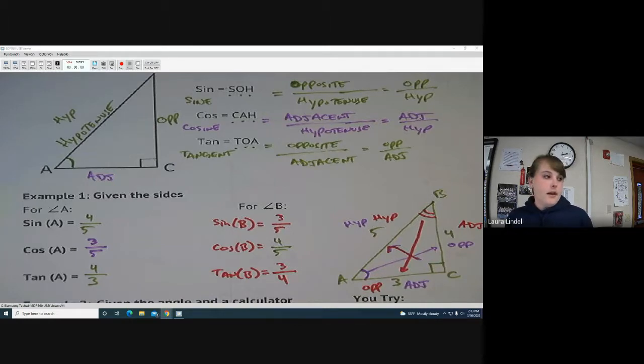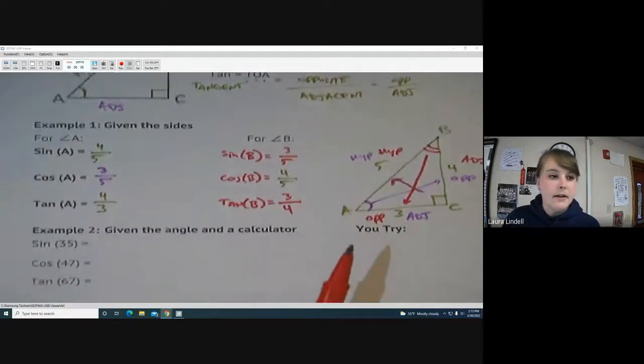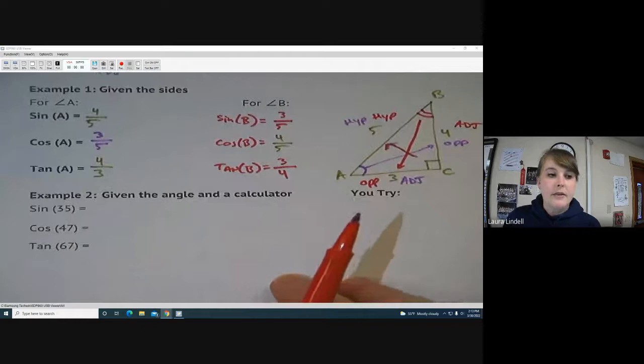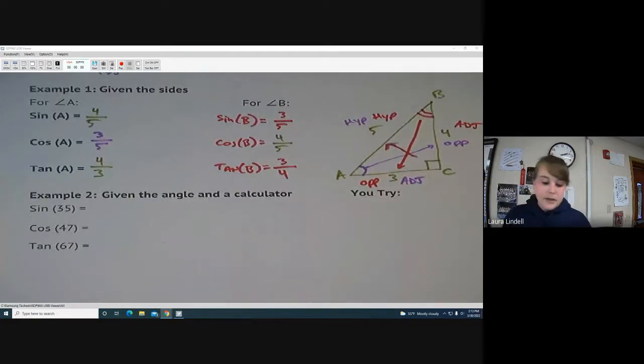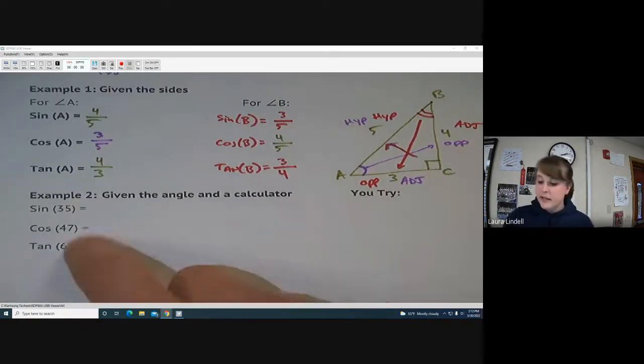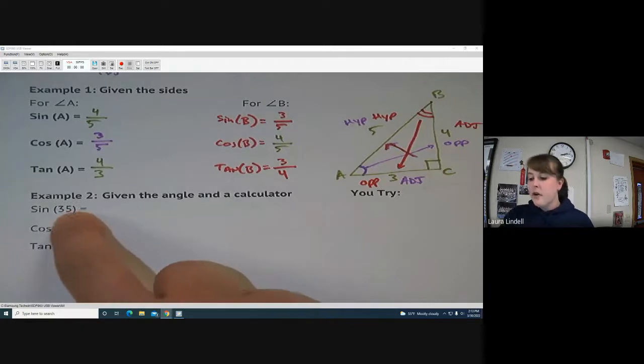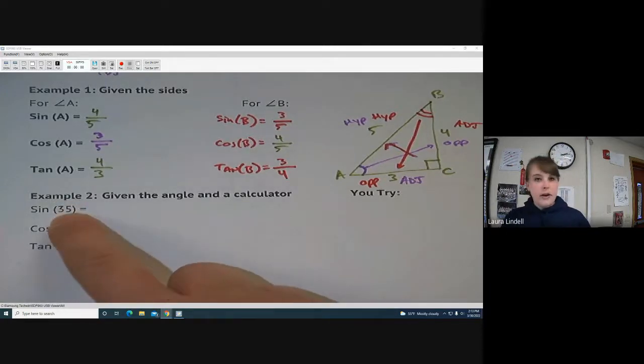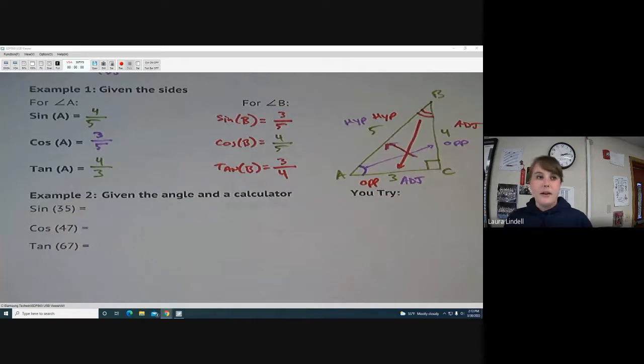All right, so that's sine, cosine, and tangent and finding their ratios. We'll have you practice one of those in just a moment. The other thing that I do want to talk about is if you're given an angle and a calculator, because you can type all of these things into a calculator. So if you know an angle measure of 35 and you want to know what is the sine ratio for that angle, it's going to give you a decimal, and that's okay. We're going to plug this into a calculator and see what we get.